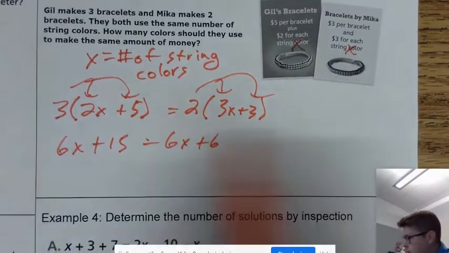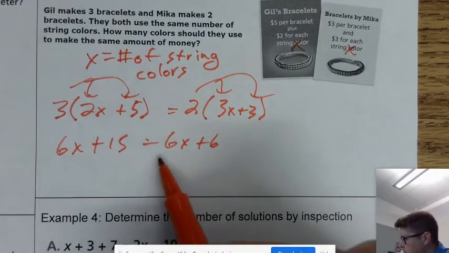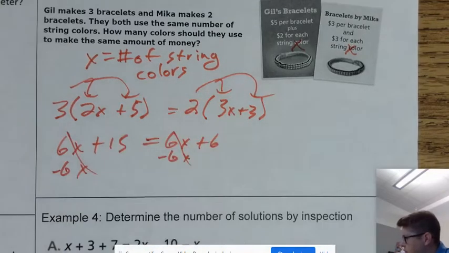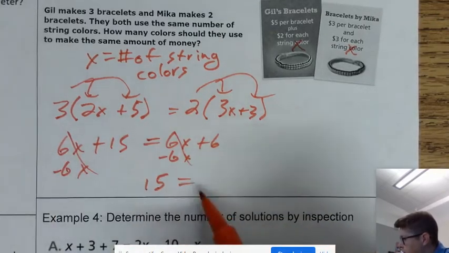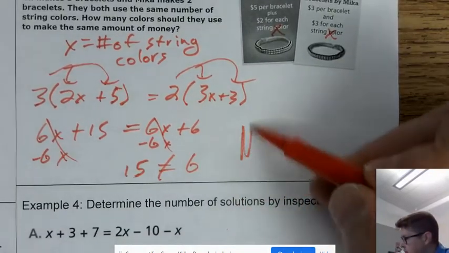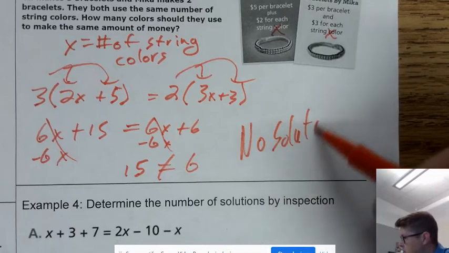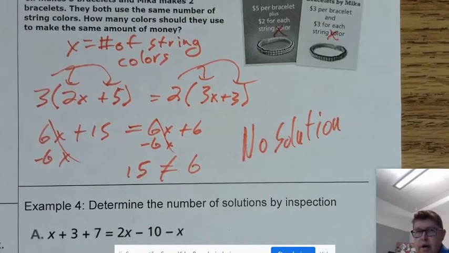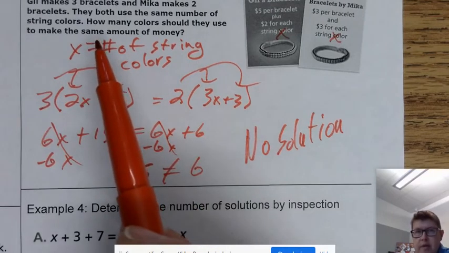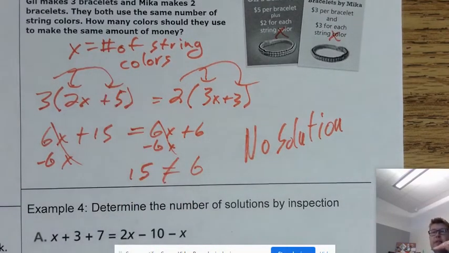Okay, so now we'll bring the variable term from the right to the left. Interesting. What's going to happen here? These cancel out. We end up with 15 equals 6, which is not true. So whenever you see something break down like this, no solution. Since their pricing is different, the amount of money they make is never going to line up. Depending on how many bracelets they do, it's never going to be the same amount of money. So no solution to that one.